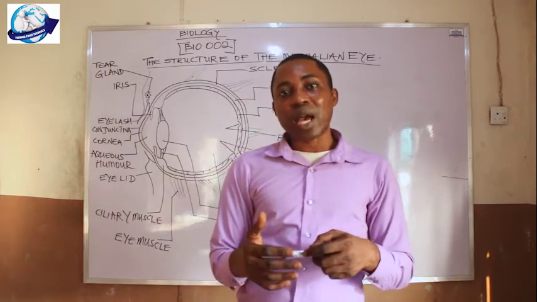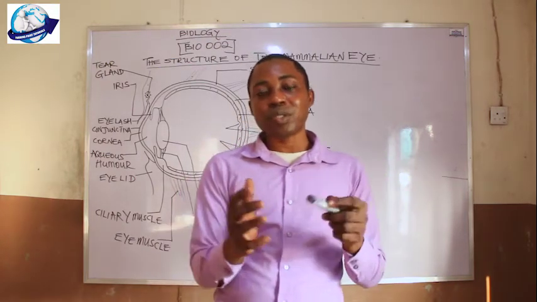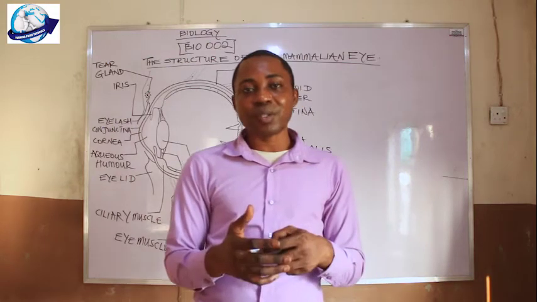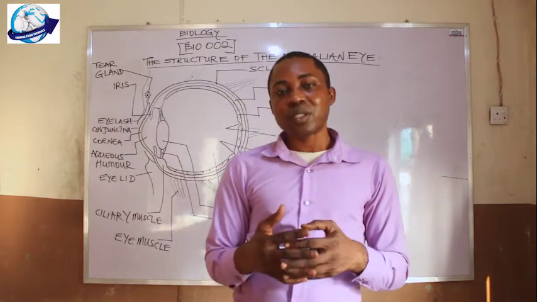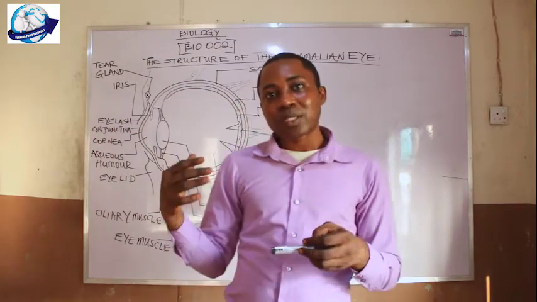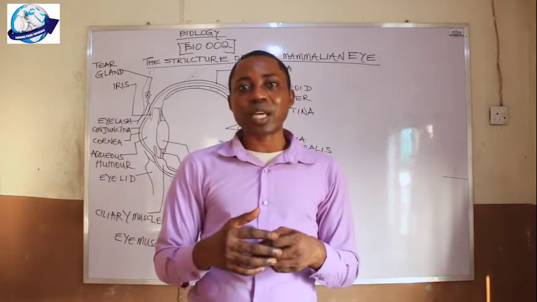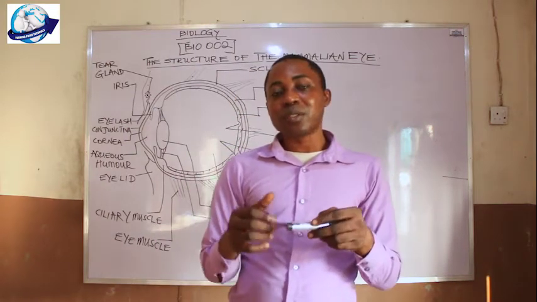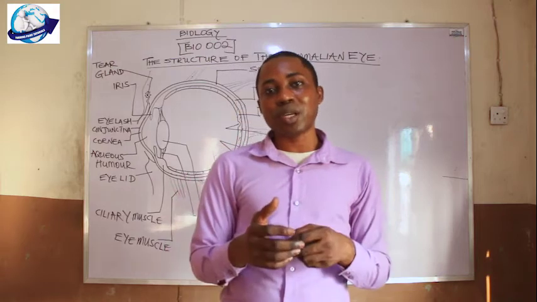Then the other aspect is the eyelash. The eyelash also helps to shield the eye from excessive light rays. Then the other aspect is the part that has to do with the eye socket. The eye socket helps to protect the eye against serious injury or mechanical injury.